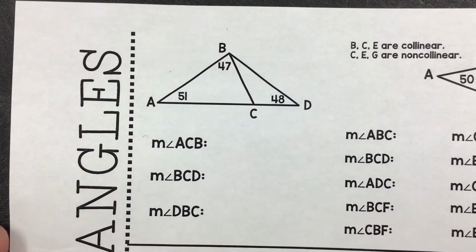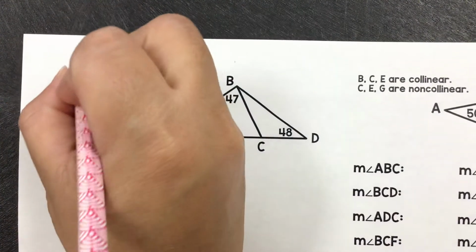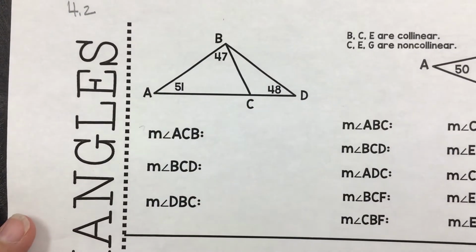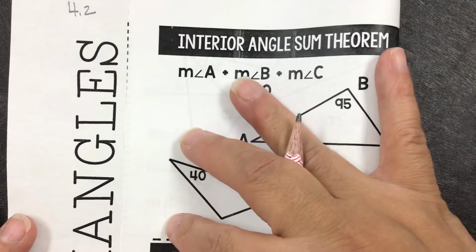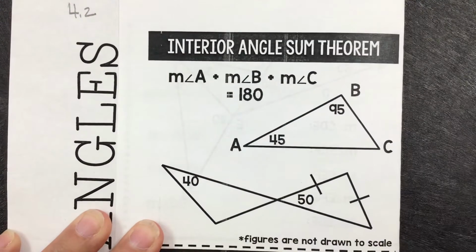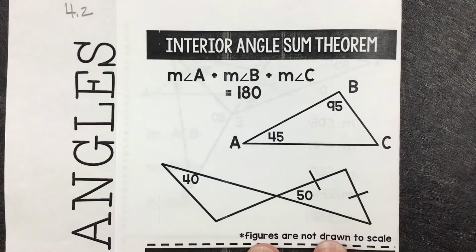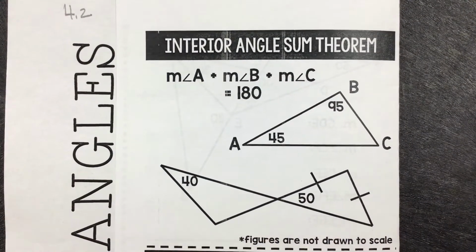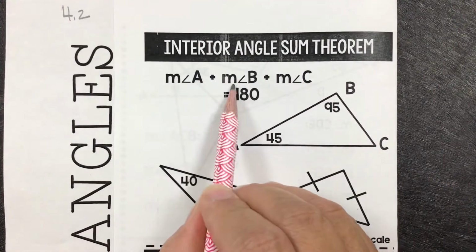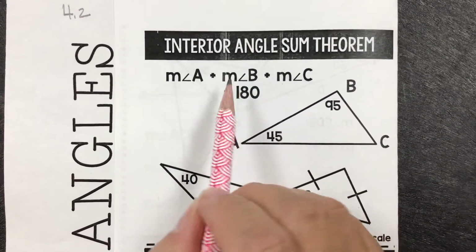This is the handout for section 4.2, angles of triangles. We're going to fold this over towards the dotted line. And this is something that we've already looked at before: the interior angle sum says that when you add all the angles together, they equal 180.